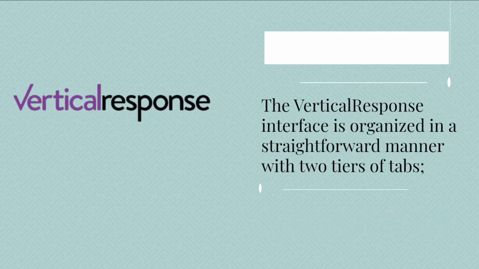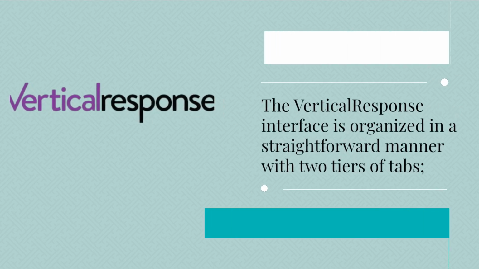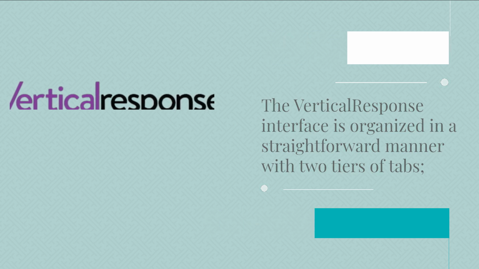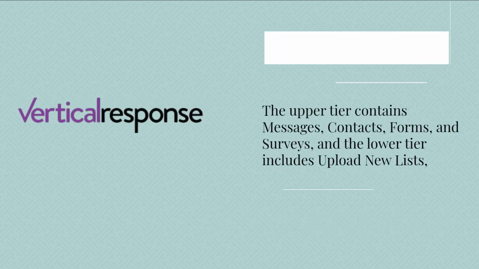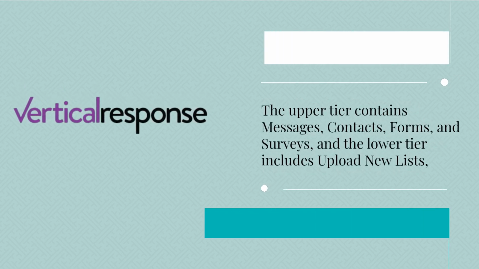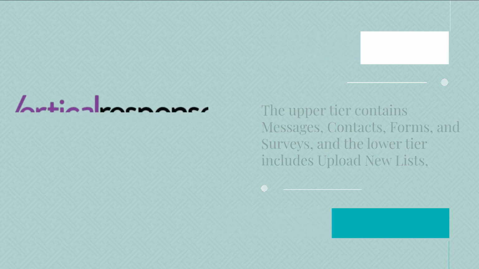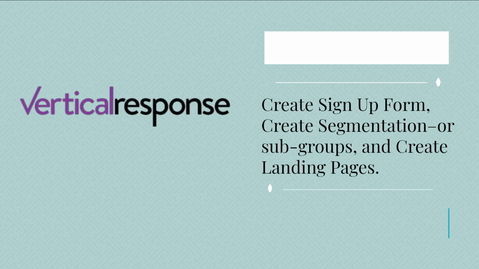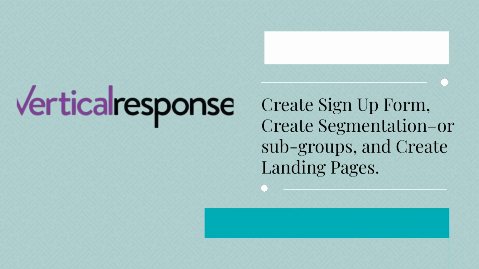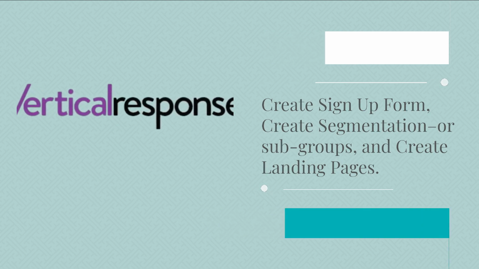The Vertical Response interface is organized in a straightforward manner with two tiers of tabs. The upper tier contains messages, contacts, forms, and surveys, and the lower tier includes upload new lists, create sign-up form, create segmentation or subgroups, and create landing pages.